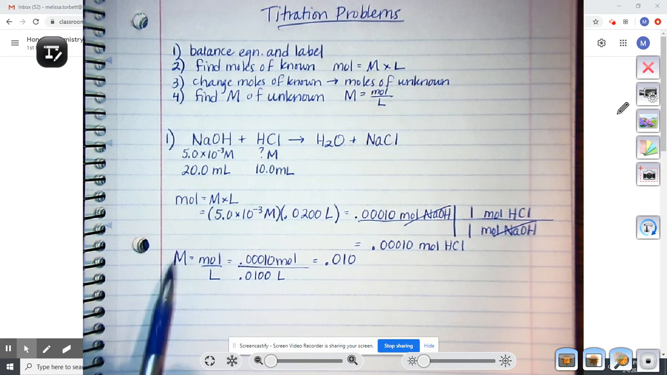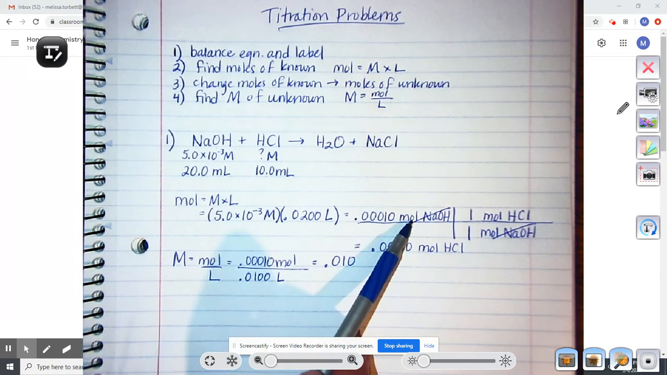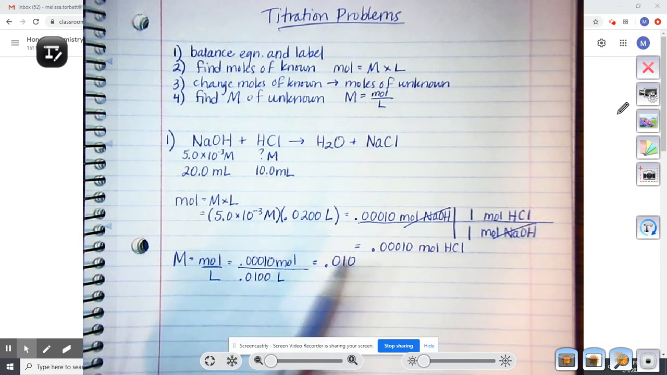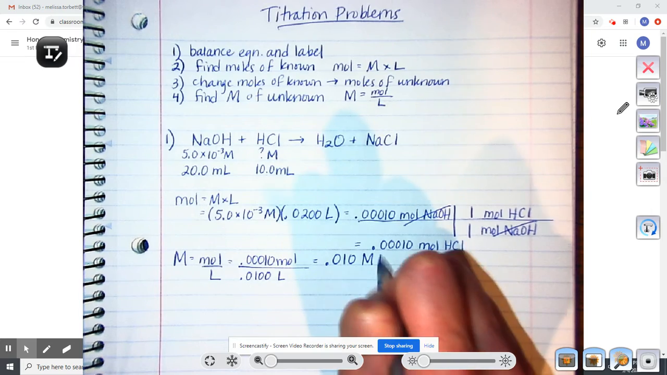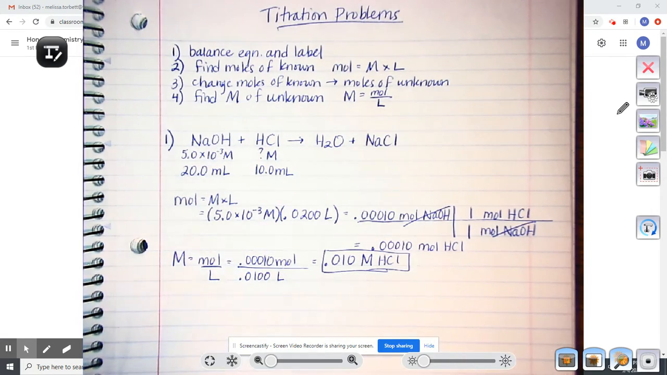But remember, with the big M equation, just like it was here, whatever you're solving for is also the unit. So because I was solving for big M is going to be my unit. And I'm going to put HCl on it. Okay? So that's my final answer. I had to do a few things to get there, but that is my final answer to this problem.